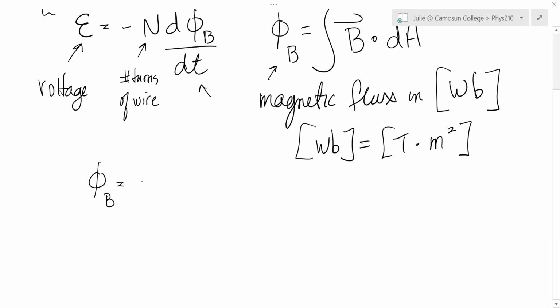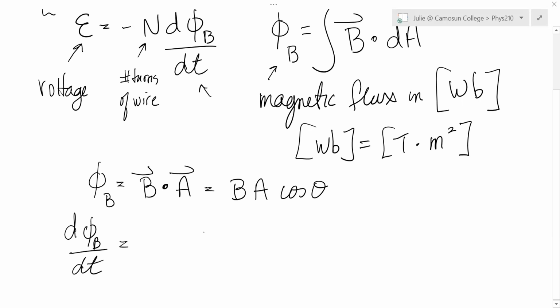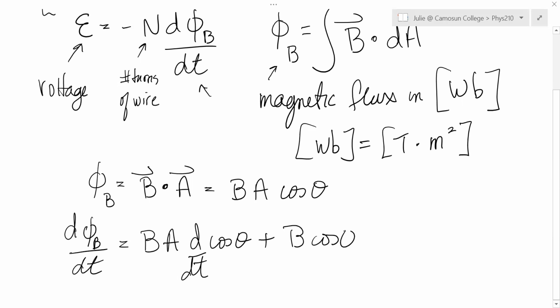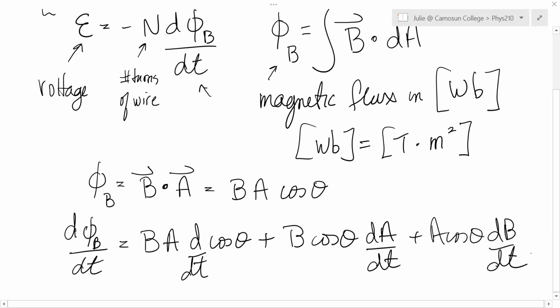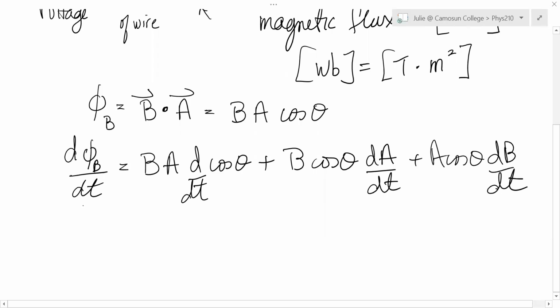Another way to write this magnetic flux is that it is the dot product between B and A. So it is the magnitude of B, magnitude of A, cos theta. Now, those are possibly three different variables: magnetic field, area, and angle. So when you take the derivative of this quantity, you have to use the product rule. So it would be the first two times the derivative of the third, plus first and third times the derivative of the second, plus second and third times the derivative of the first. Okay, so that is the general derivative of magnetic flux.